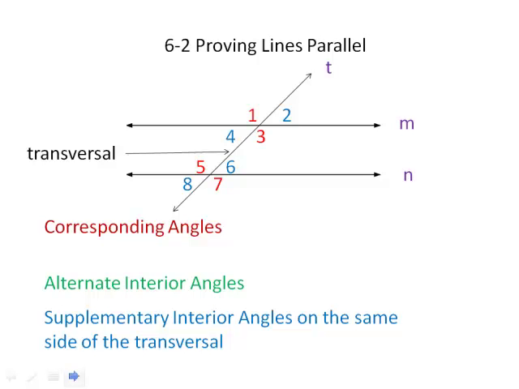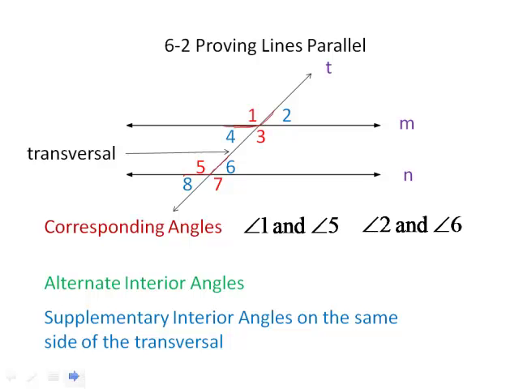Where are there corresponding angles? Well, one pair of corresponding angles is angle 1 and angle 5. They are in the same position relative to one of the parallel lines and the transversal. Angle 1 is above one of the parallel lines and to the left of the transversal. Angle 5 is above the other parallel line and to the left of the transversal. So they are corresponding angles.